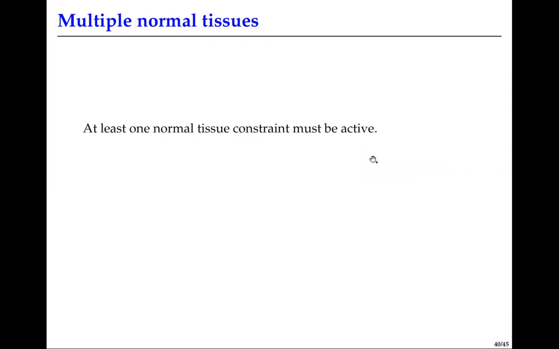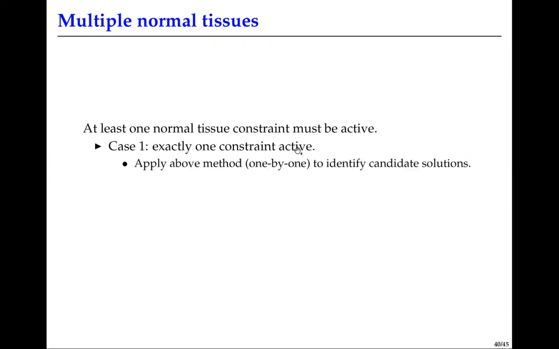If you do have multiple normal tissues, then again, at least one normal tissue constraint must be active. So the first case is where exactly one constraint is active. Then you can apply the above method that I just described one by one to identify again all candidate solutions. And by one, I simply mean here that make one constraint active, apply the procedure, and make another different constraint active, apply the procedure, and so on to identify all candidate solutions.